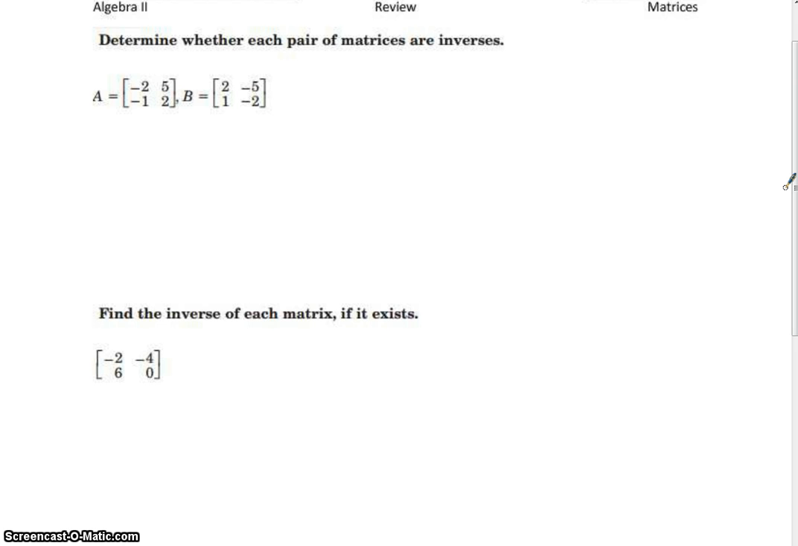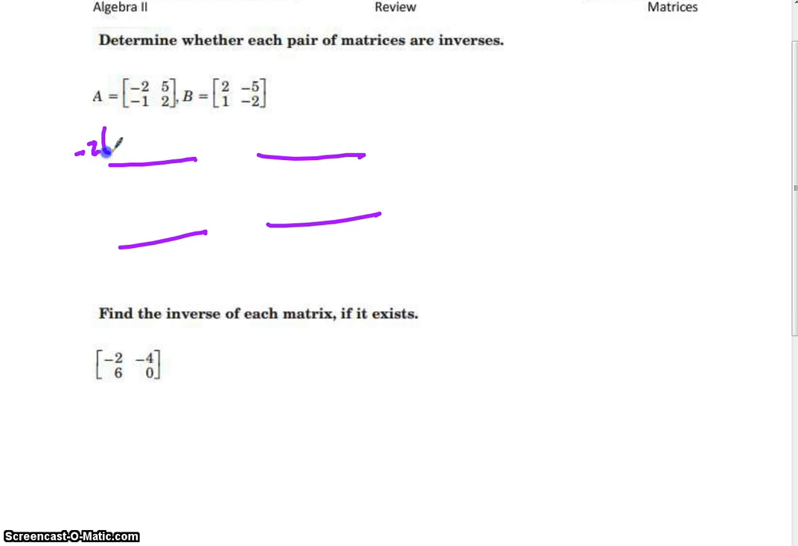So moving to the next page, it wants to determine whether each pair of matrices are inverses or not. Remember that if they are inverses, when you multiply them together, you will get the identity matrix, which for a 2 by 2, would be 1, 0, 0, 1. So you're going to have to do row 1 times column 1, row 1 times column 2, etc.